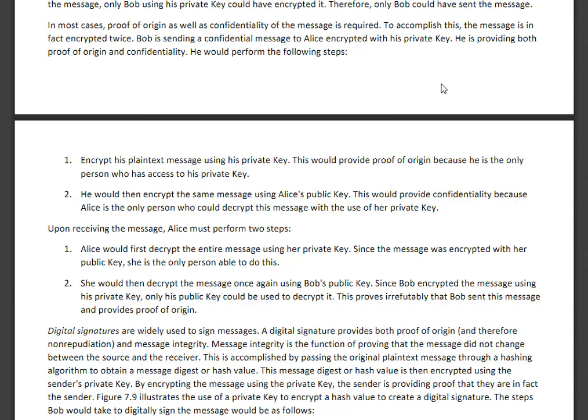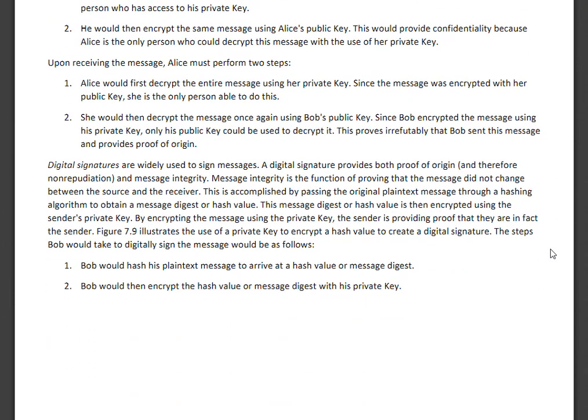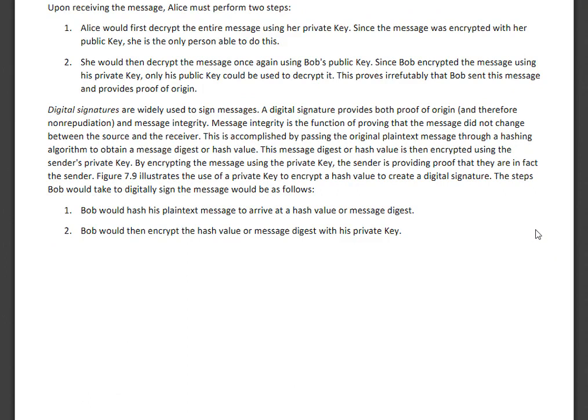Additionally, we can use digital signatures to sign messages. A digital signature provides both proof of origin and message integrity. The message integrity is the function of proving that the message didn't change. Same thing, it's a hashing sequence. Same thing we use to prove that a file on a website has not changed between it being placed on the website and you downloading it.